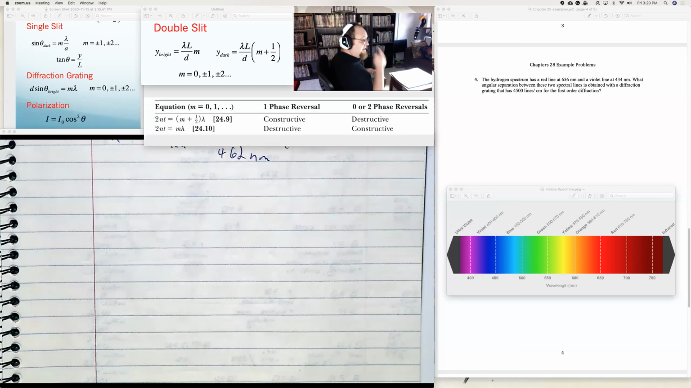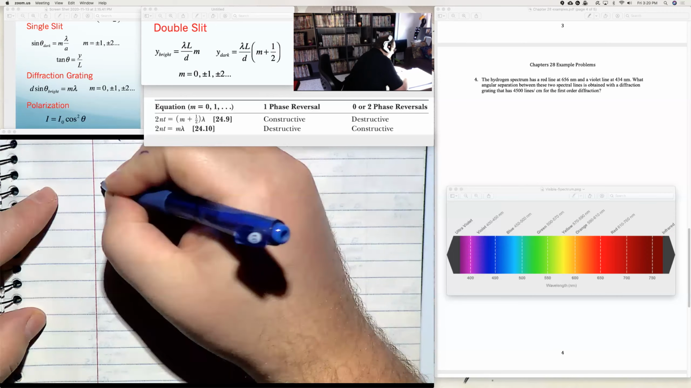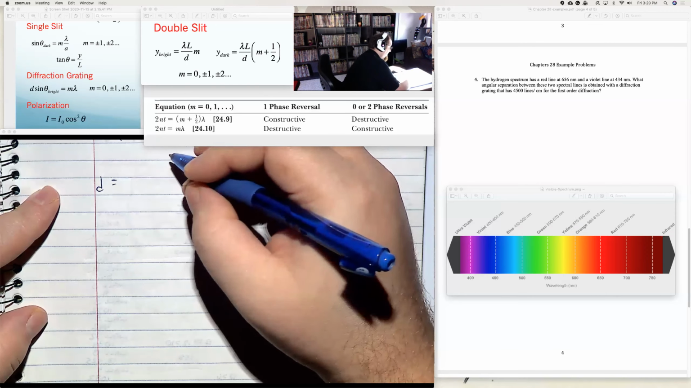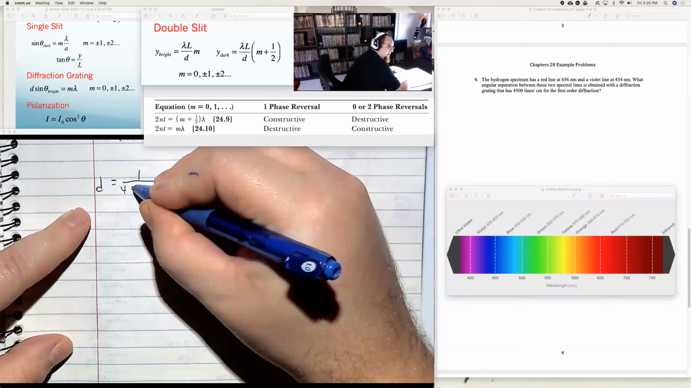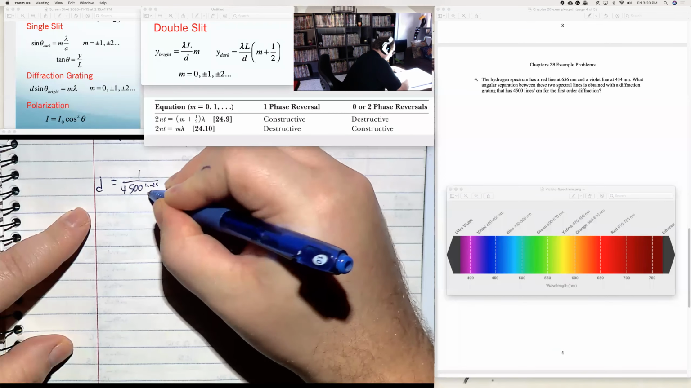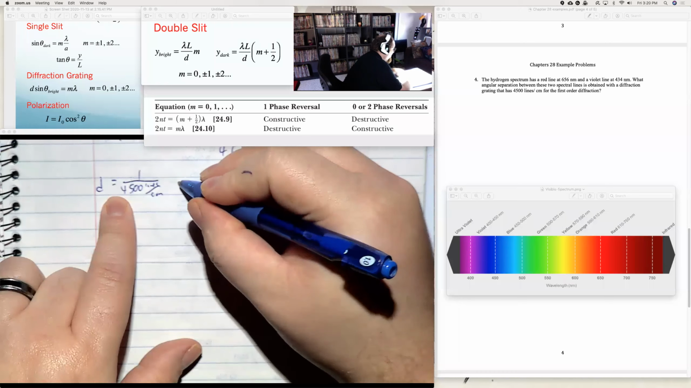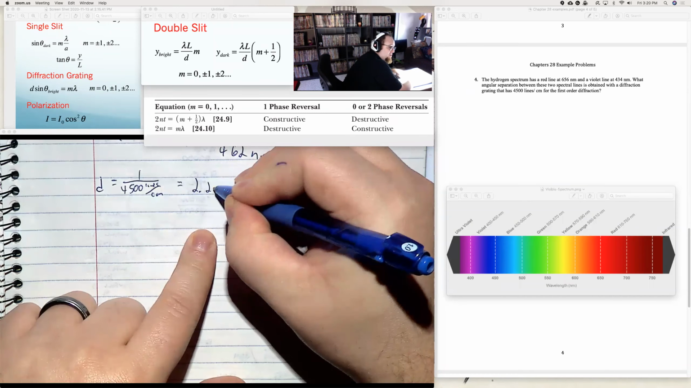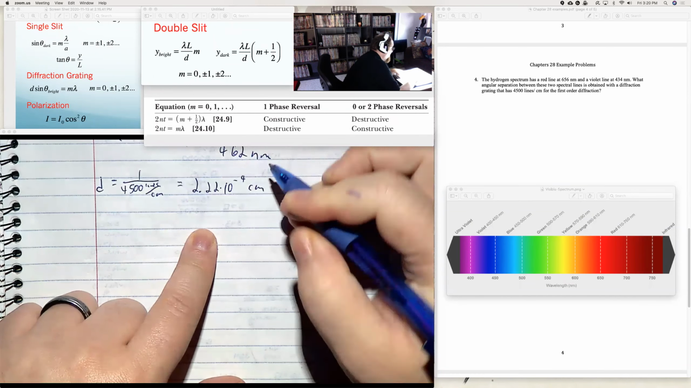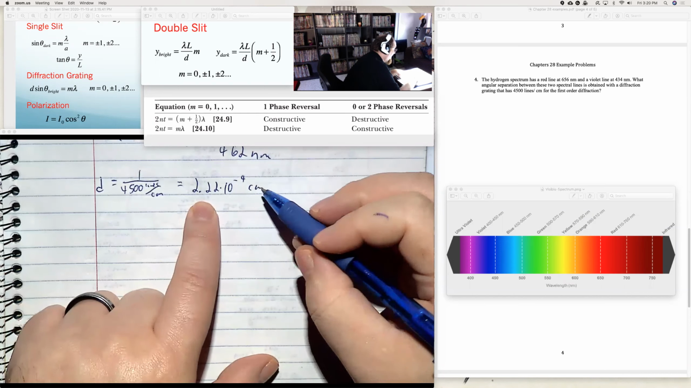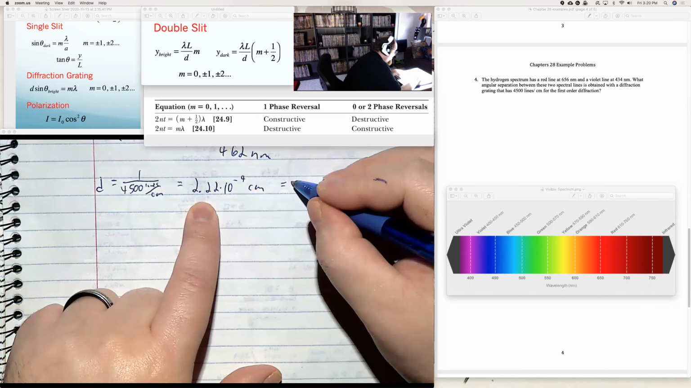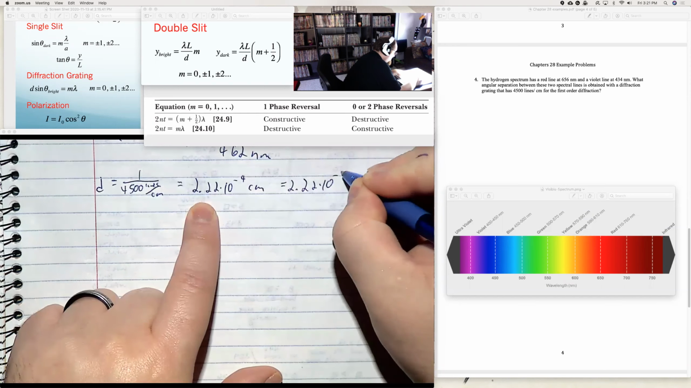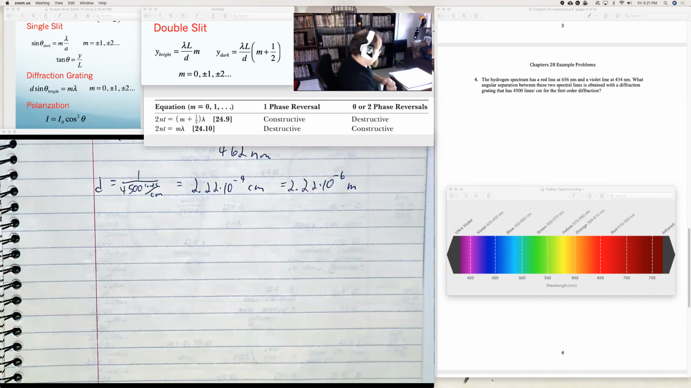Okay, first off, if I tell you a 4,500 lines per centimeter, that is not d for a diffraction grating. The diffraction grating d is the space between each slit. And if it has 4,500 lines per centimeter, d, the distance between, will be the inverse of that, 1 divided by that number, which is 2.22 times 10 to the negative 4 centimeters, because this is how many centimeters for each line. I'm not going to work in centimeters though, so I'm going to say 2.22 times 10 to the negative 6 meters, just doing my conversion.